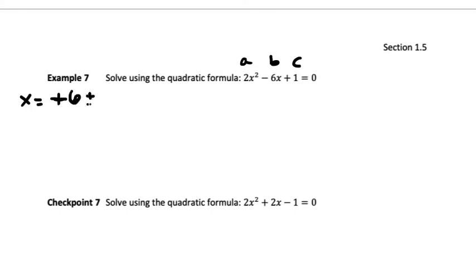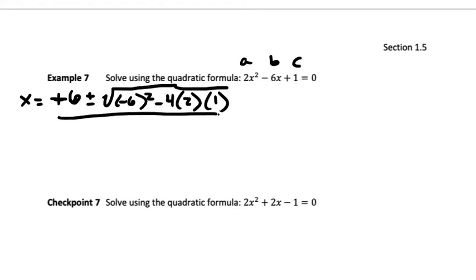Then we have the plus minus, square root, negative 6 squared. Again, paying attention to signs, that's going to be positive 36. Negative 4 times a is 2, and times c, which is positive 1. And all that over 2 times a, which is 2. So let's simplify. Positive 6 plus or minus square root of 36 minus 4 times 2 times 1 is 8.